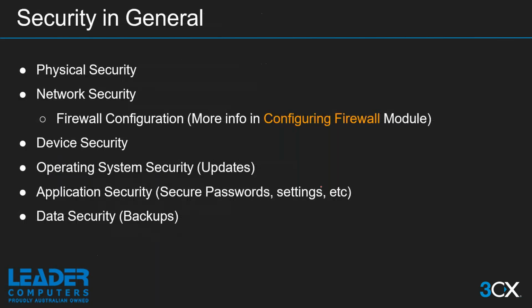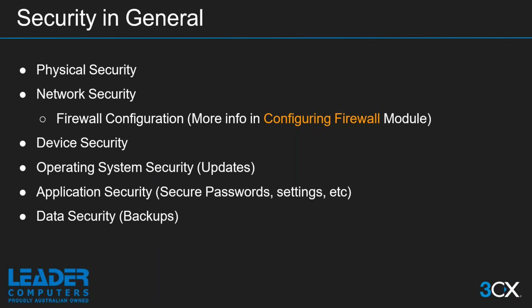So, security in general. Physical security is always important if you're hosting on-premise, as are network security and firewall configuration. We discussed this in more detail in the firewall configuration module. Device security is important, as are OS and system security updates. Make sure your system is always up to date, even the operating systems, because new updates have security patches to make it even more secure. Then application security, like secure password settings, and data security, like having regular backups.